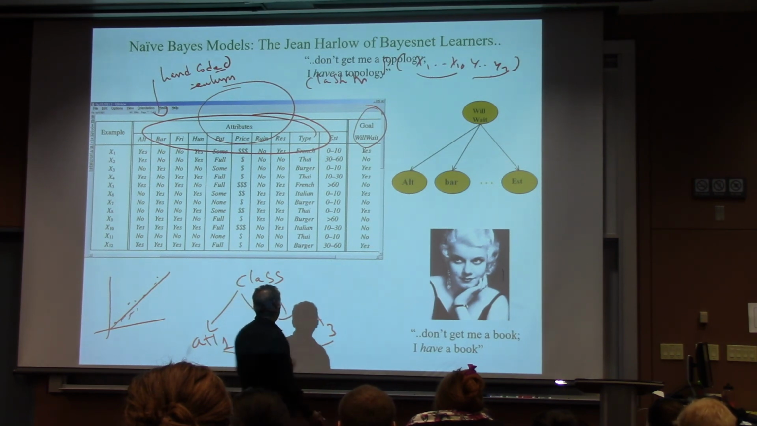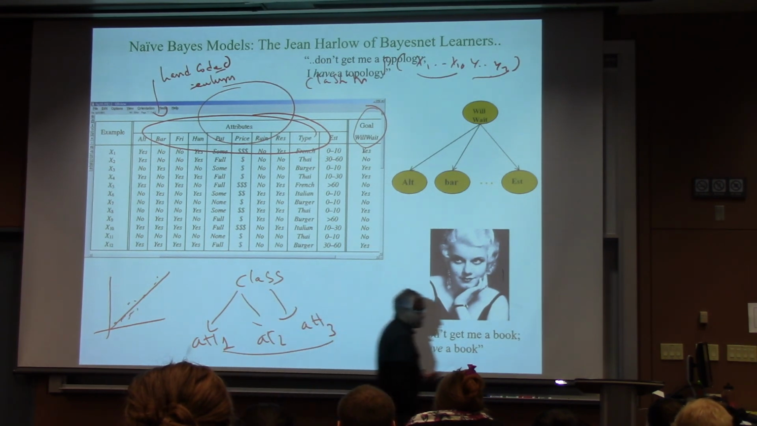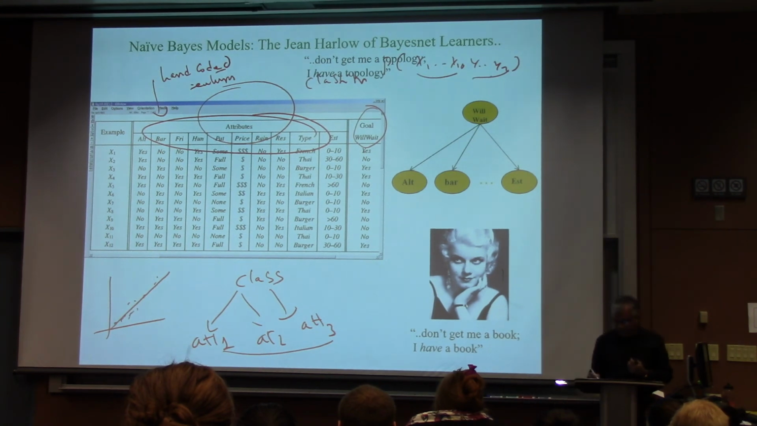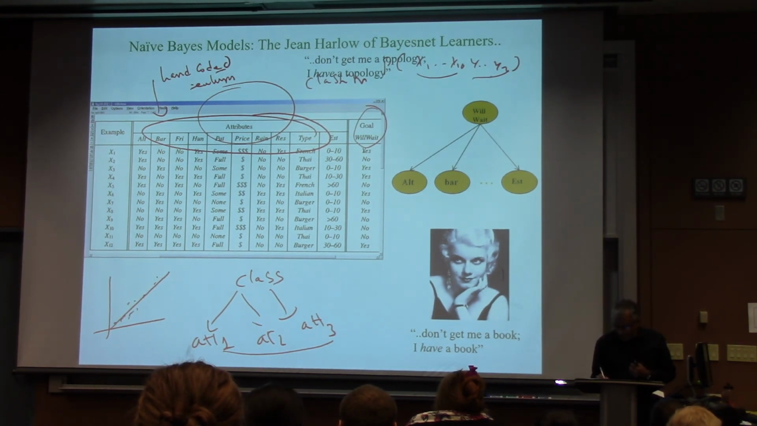So then, if I have a network like this, what do I need to specify this network? I need the prior on will wait. I need the conditional probability of alternative given will wait, bar given will wait, estimated time given will wait, and so on.